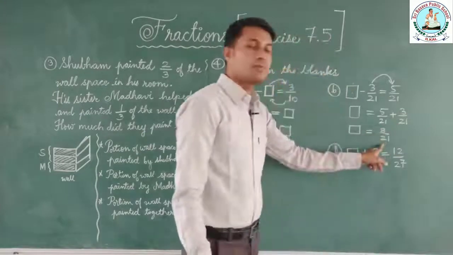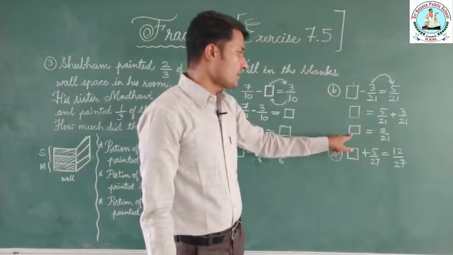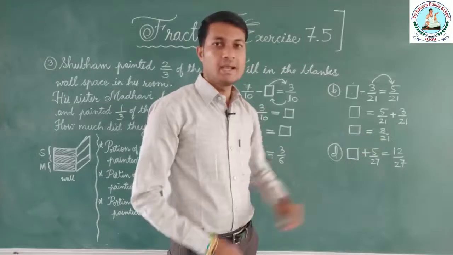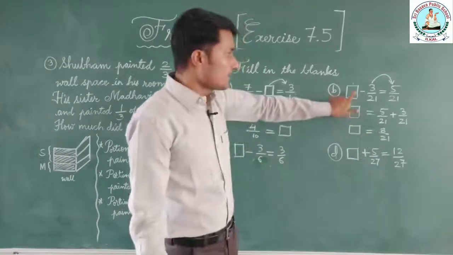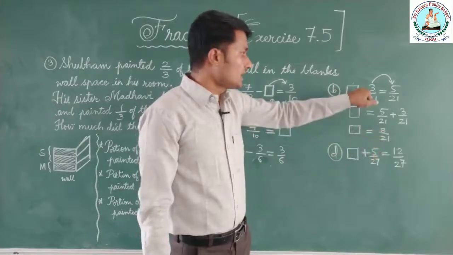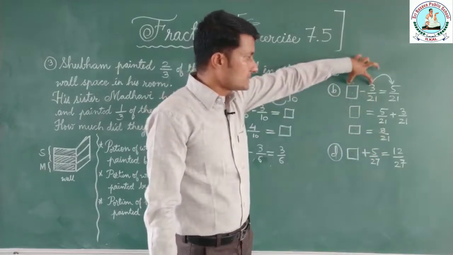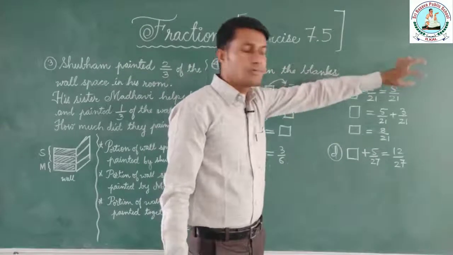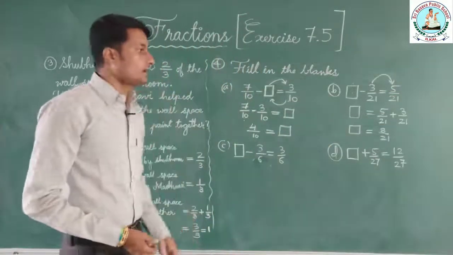So this empty box can be replaced by 8 divided by 21, or else in the blank you have to write 8 divided by 21. So when you write 8 divided by 21 here and subtract, definitely your answer would be 5 divided by 21.